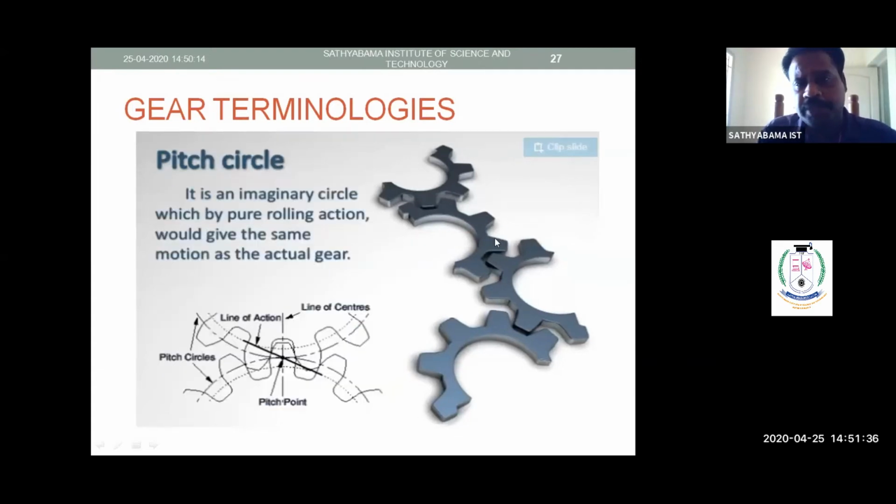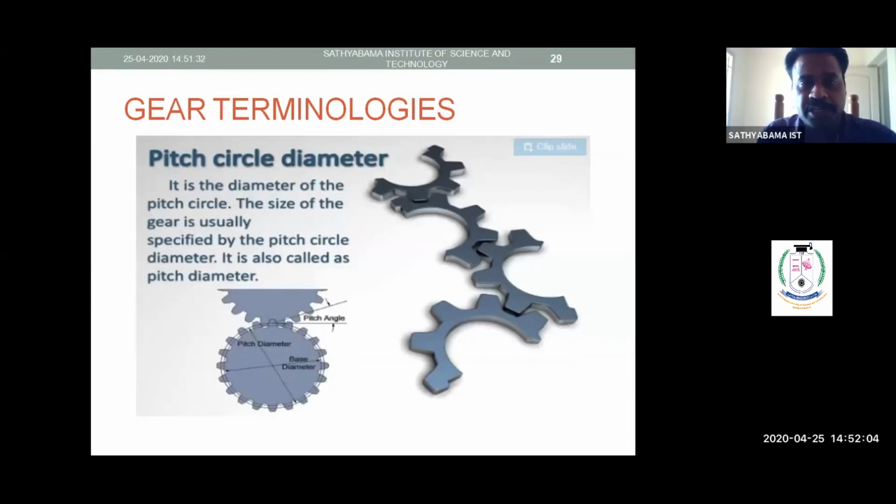Right. What is this pitch circle? Actually, it is an imaginary circle. Like a screw thread, I told you, we are not drawing any circle. It is an imaginary circle which by pure rolling action will give the same movement as the actual gear. If two gears are mating, the innermost circles you can observe, one long line followed by one dot, that is called the pitch circle.